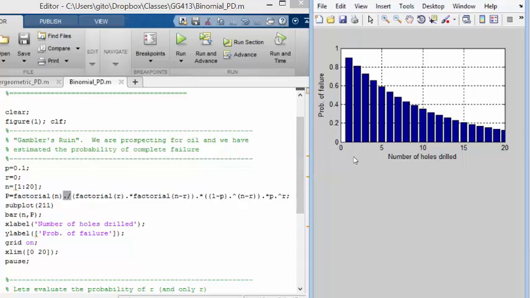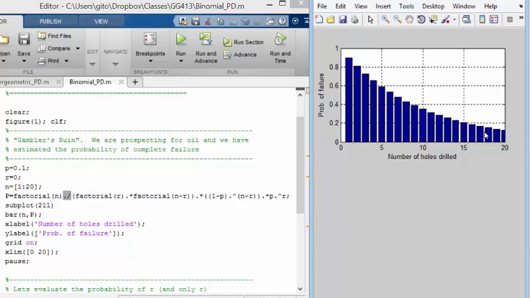So we see here that if we just were to drill 1 hole, the probability of failure is 90%. Maybe that's somewhat obvious, right? If the probability of success is 10%, the probability of failure for 1 hole is 90%. And the probability of failure decreases with the number of holes that we try. And it's important to see that with this 10% success rate, in order to get less than a 50% chance of failure, we need to drill something like 7 or more holes.